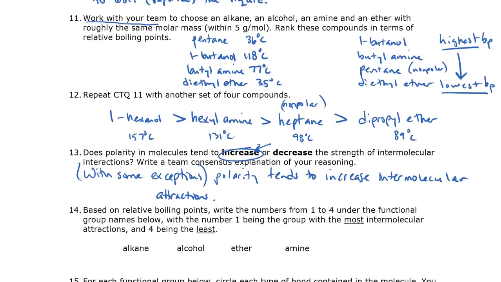Okay, so based on the relative boiling points, write the numbers from 1 to 4 under the functional group names below, with the number 1 being the group with the most intermolecular attractions and 4 being the least. Pause the video and write 4 numbers now.